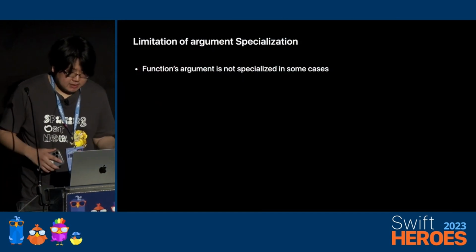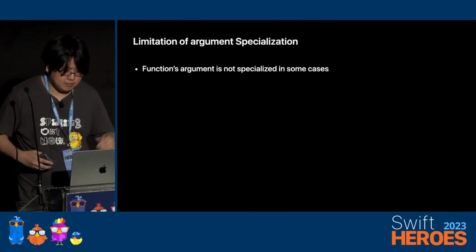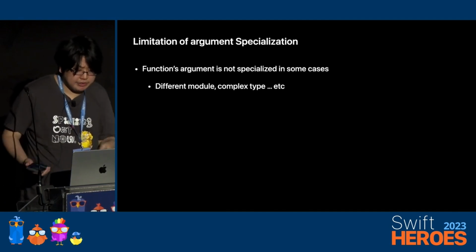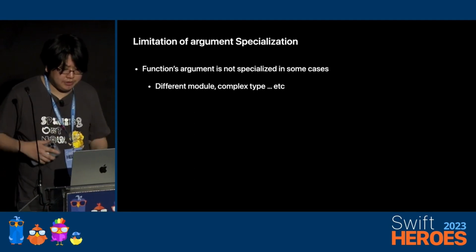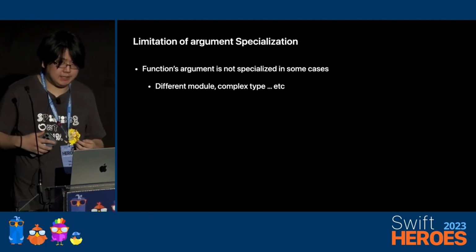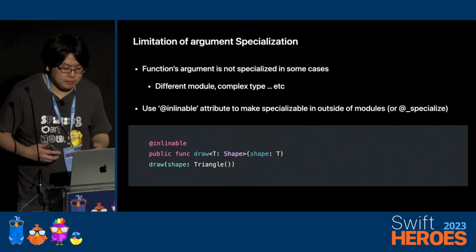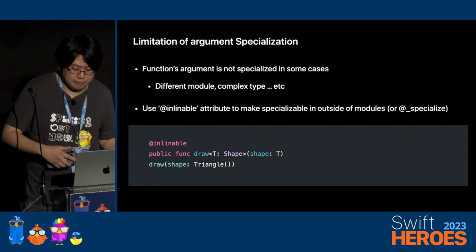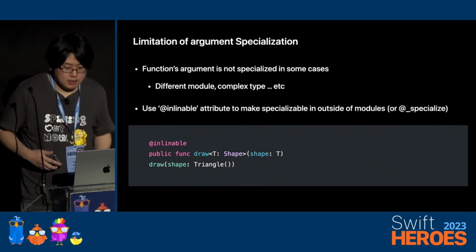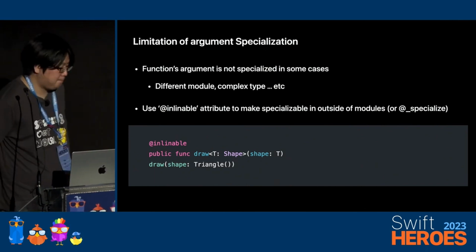It should be noted that there is a limitation that function arguments may not be specialized. As we have seen, if the use case is in different modules, specialization is not done if you don't open the implementation as an interface. If you want to enable function specialization, add the inlinable attribute to open the implementation as an interface. There is another attribute called specialize, and it may also help you.